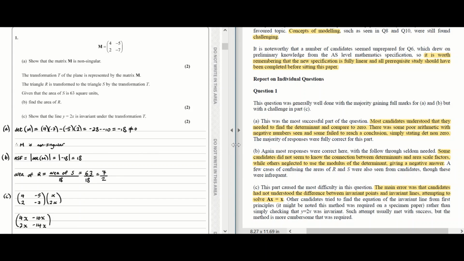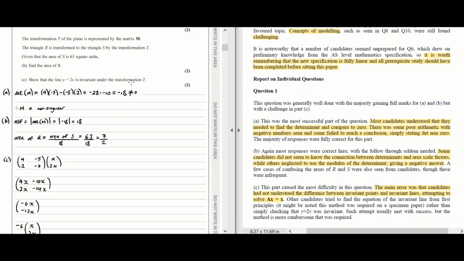There was some poor arithmetic with negative numbers seen, and some failed to reach a conclusion, simply stating that the determinant is non-zero. For part B, where we had to find the area, this was done pretty well, but some candidates failed to realise the connection between determinants and area scale factors. Other people did not take into account the modulus, so they came out with a negative answer. For part C, the main issue here was that people did not know the difference between invariant lines and invariant points, often attempting to solve Ax equals x.